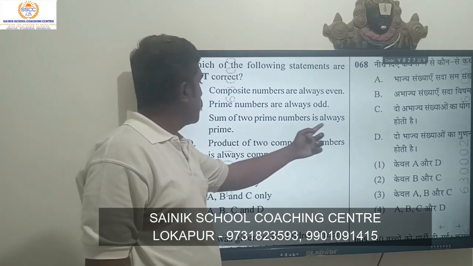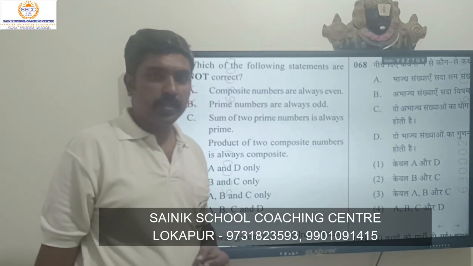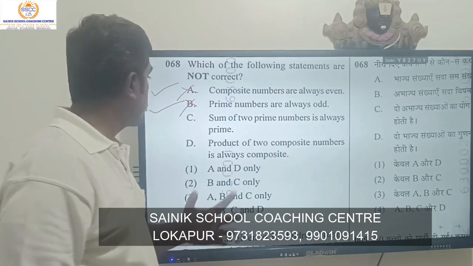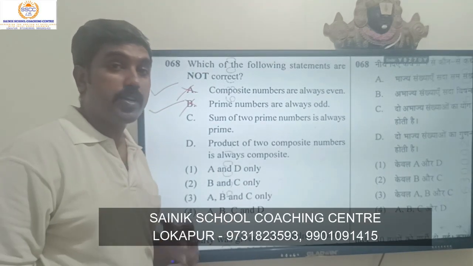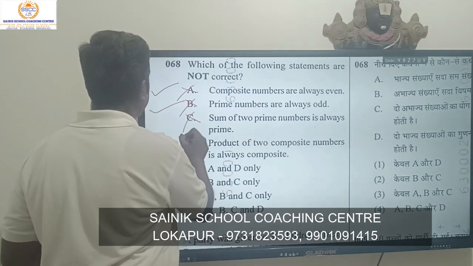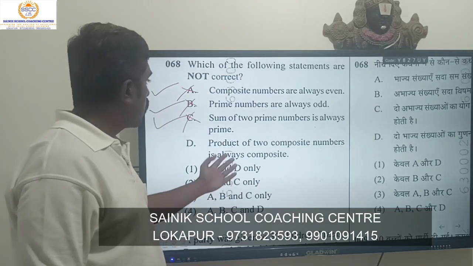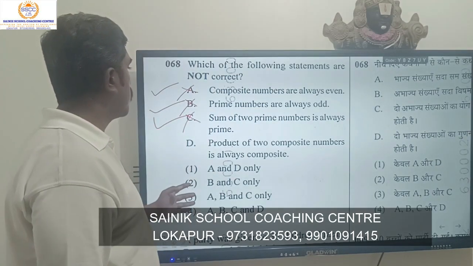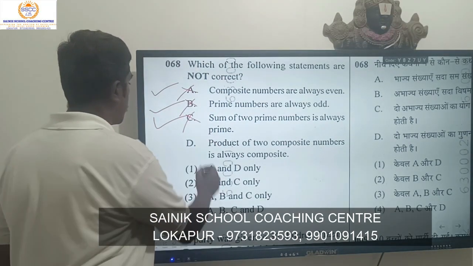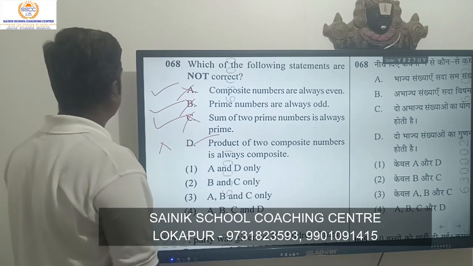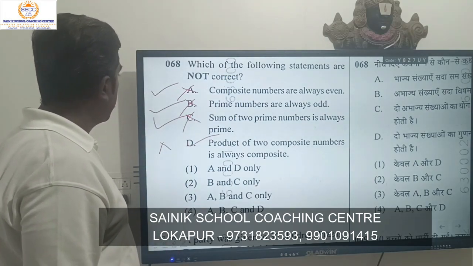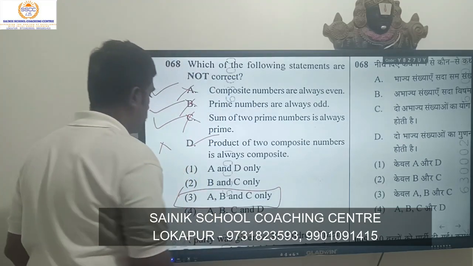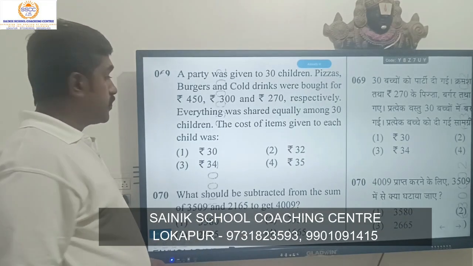Sum of two prime numbers is always prime. Is it? No. 5 plus 3 is 8, and it's not a prime number. So the statement is wrong. Our answer is correct. Product of two composite numbers is always a composite. Yes, exactly. The product of two composite numbers is always composite. So the statement is true. Our answer is wrong. So A, B and C are right. So option 3, A, B and C.